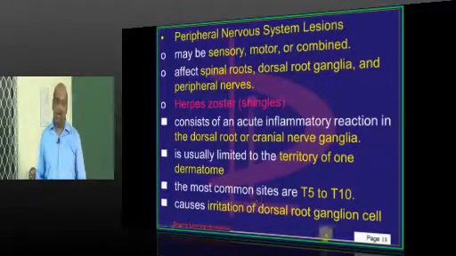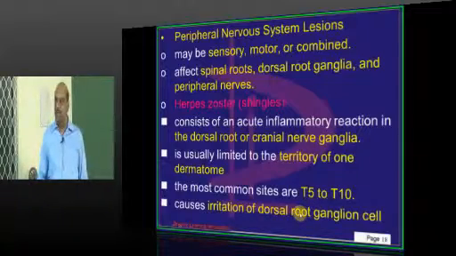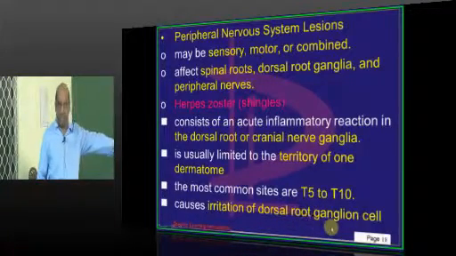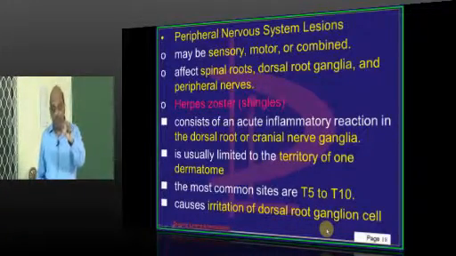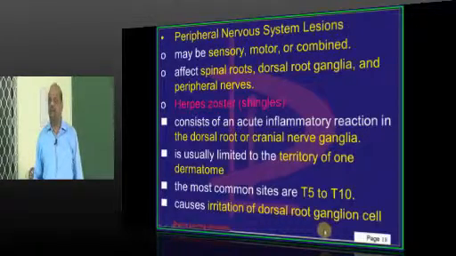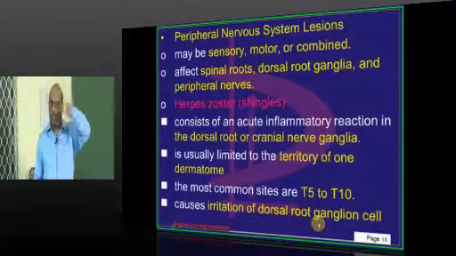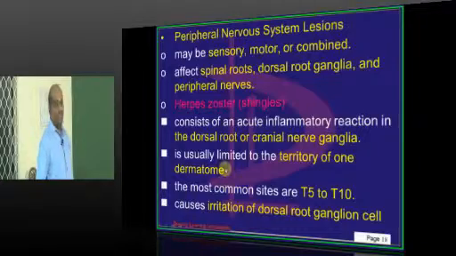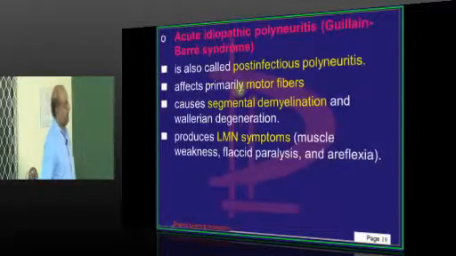Herpes zoster is very common between T5 to T10, and it leads to irritation of the dorsal root ganglion, which is the place where your first order neurons of most of the ascending tracts are all located. So that is the herpes zoster story.